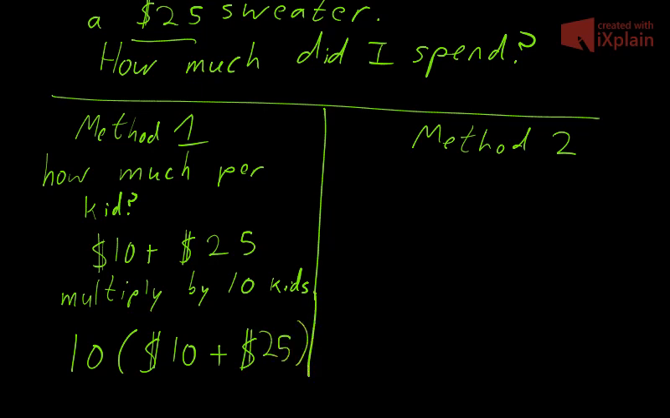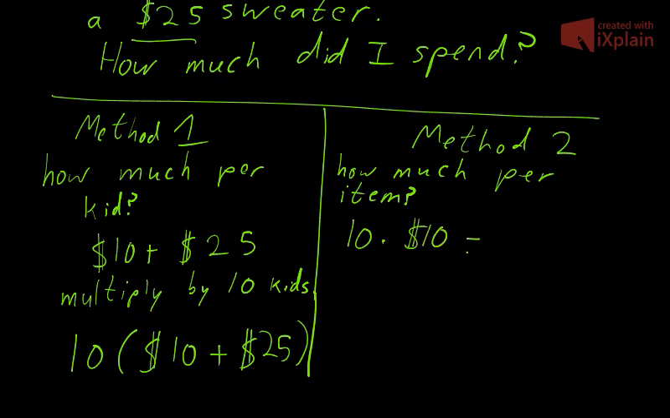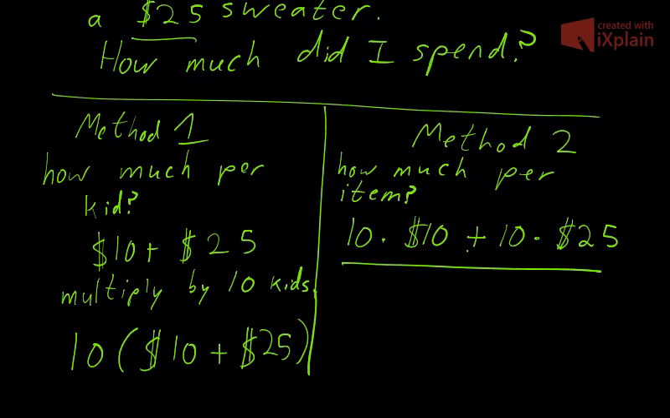The other way of getting my answer is I'm going to think how much per item. I know that each shirt is $10. I'm getting 10 of those, so it would be 10 times $10. And I know that I need 10 sweaters, and each of those costs $25, so it'd be 10 times 25. And now that I have that, I could solve this and get my answer.